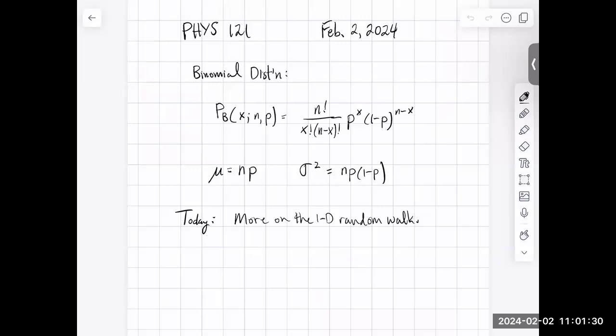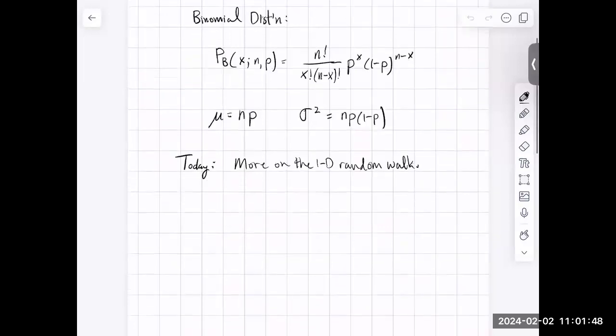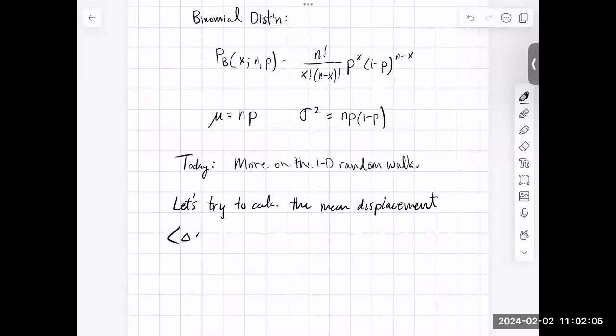So what I want to do is push this a little bit further. We'll still be talking about the drunk, but at the end, I'm hopefully going to relate this back to an actual physics problem. That's the goal. Let's see what happens. So let's try to calculate the mean displacement. For mean displacement, I'll use this notation: delta x will be the displacement, and I'll use these angle brackets for the mean.